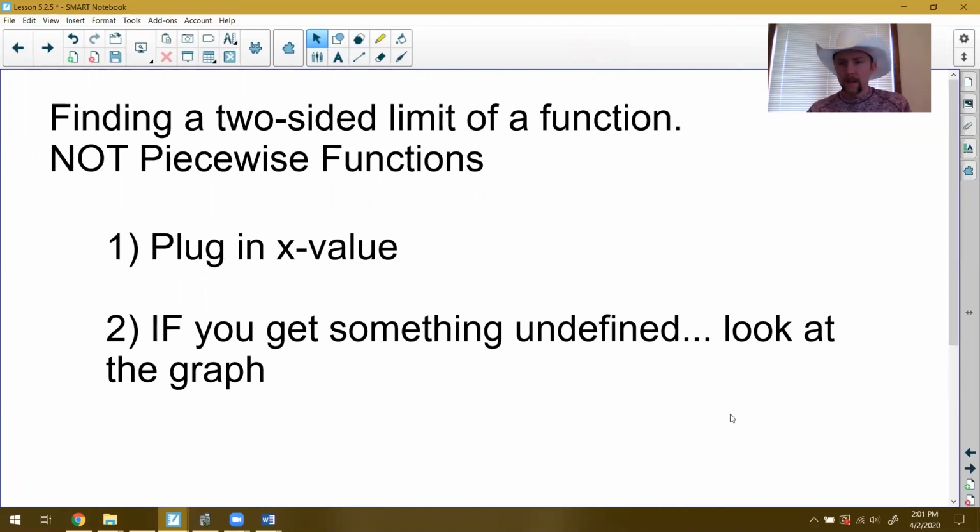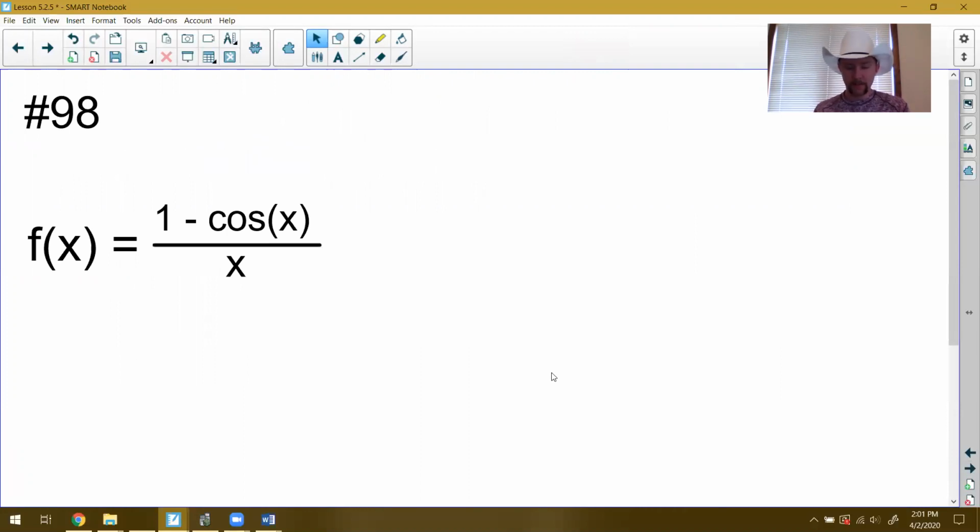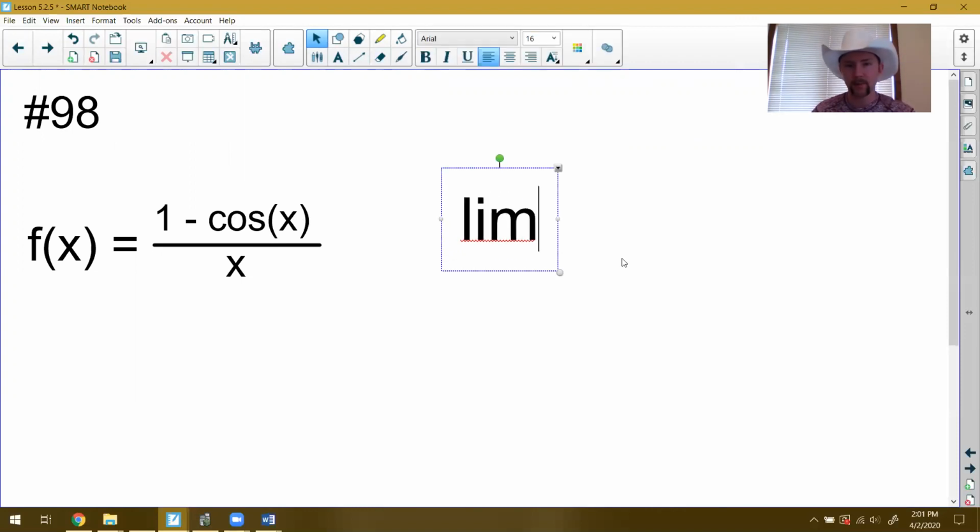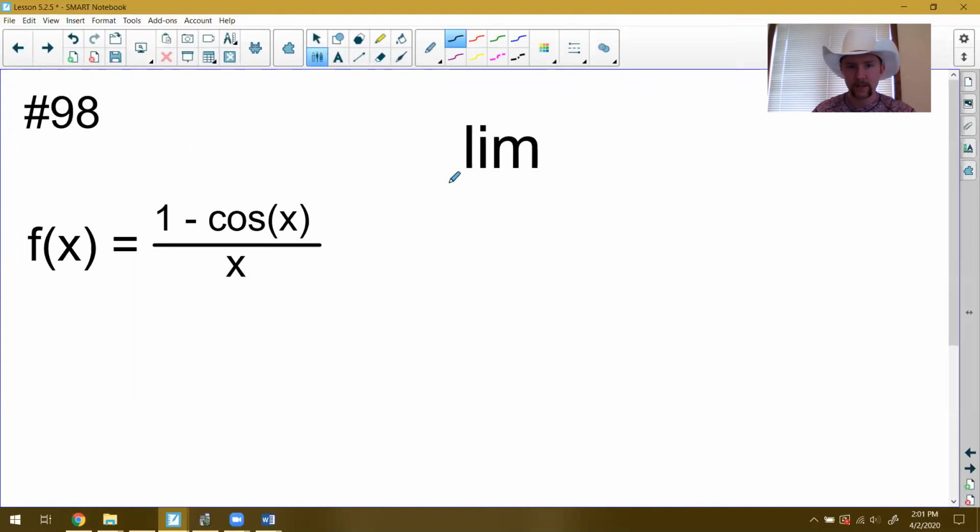All right, now let's flip over to number 98. We're going to focus only on parts B and C. They give us this function here: 1 minus cosine of x, over x. So really what they're looking for in the end here, you guys, is the limit of this function as x approaches 0. So as x approaches 0 for this function, they want to know what's going on here.